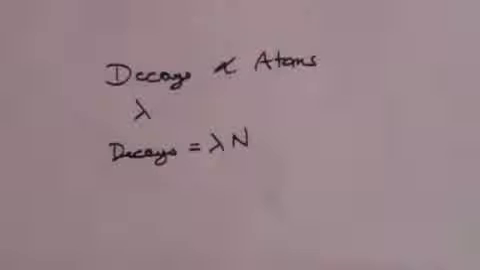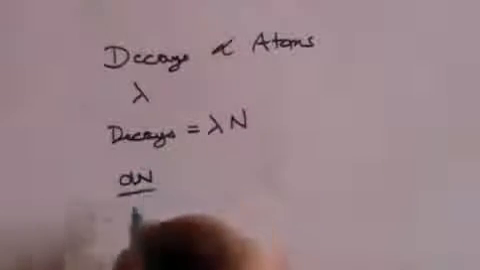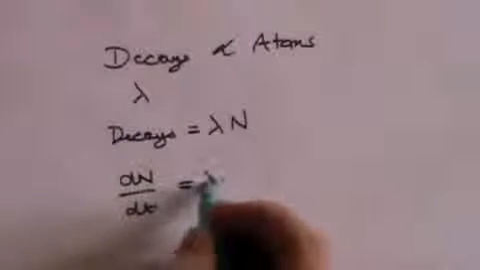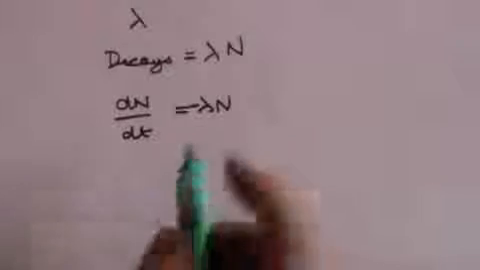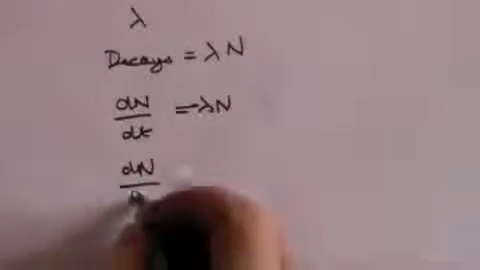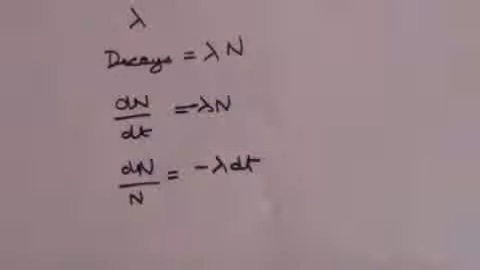Now the number of decays per second is essentially the rate of change of the number of atoms with time, or dN by dt, and that equals lambda N. We put a minus sign in here because the number of atoms is decreasing. We can rearrange this formula to read dN over N equals minus lambda dt.